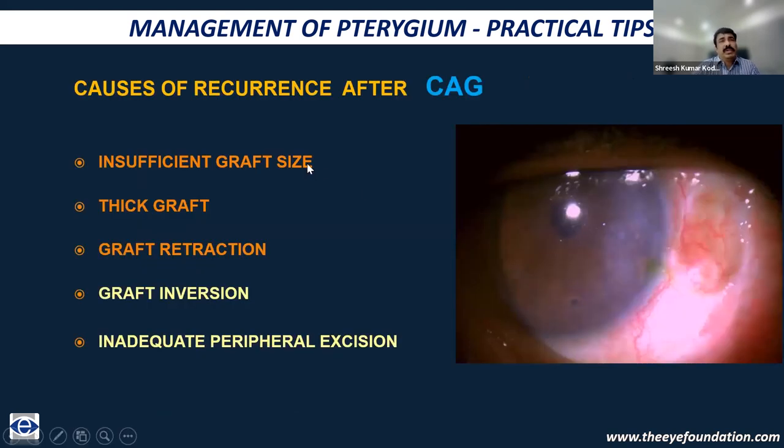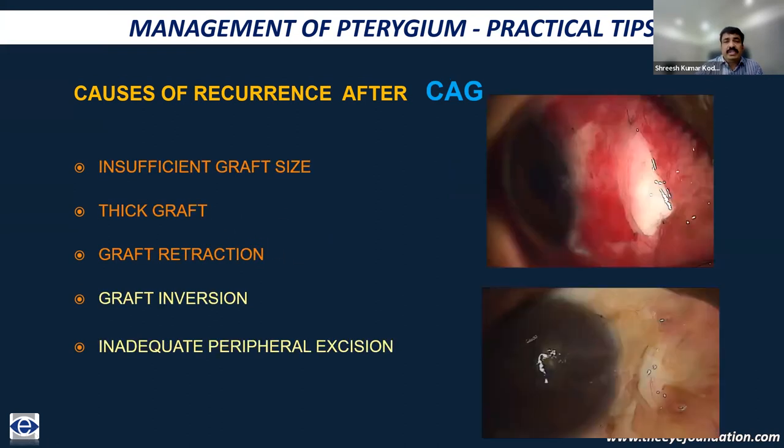Coming to the causes of recurrence after conjunctival autografting, there are various factors. One is the insufficient size of the graft. If you see here, there is a small gap. There's a bare scleral defect here, and the tissue is covering the other area, and this area, the lower portion, is not covered. So this can lead to conjunctivalization of the cornea in the bare area, and the presence of a thick graft and graft retraction. These are some of the causes.